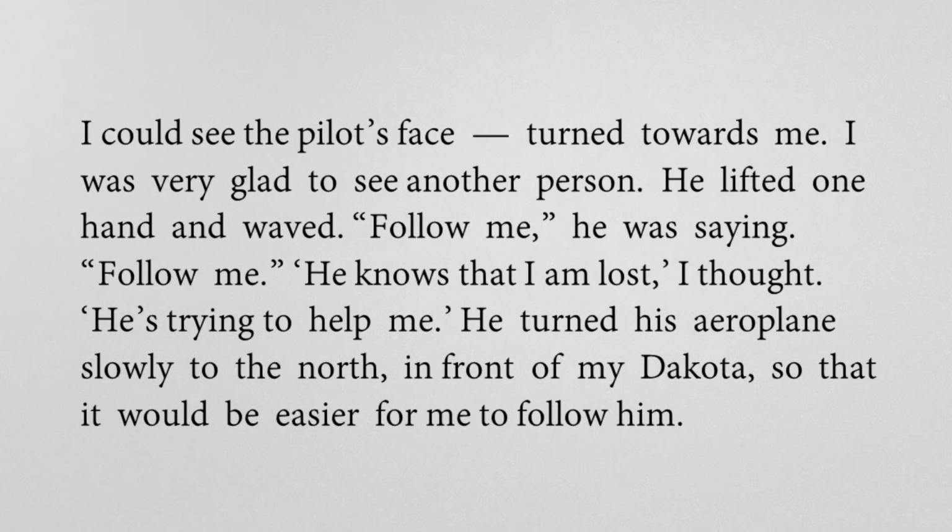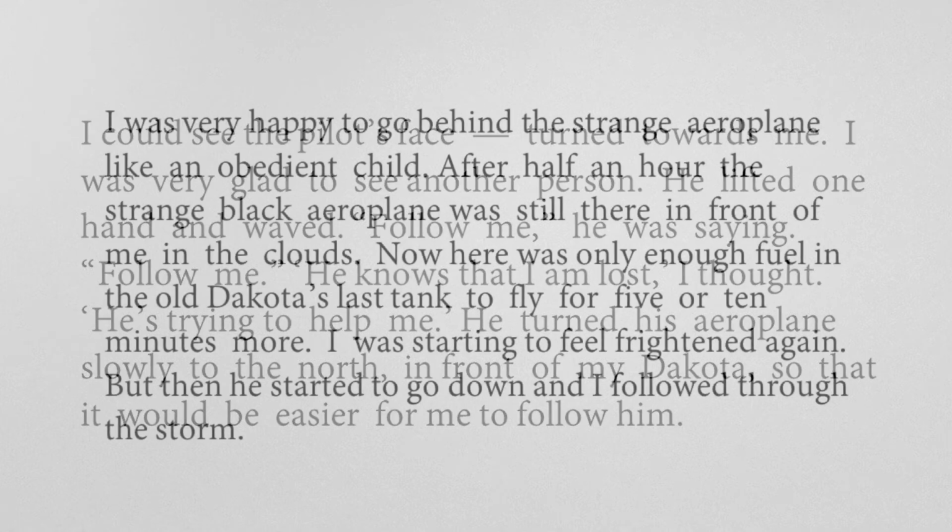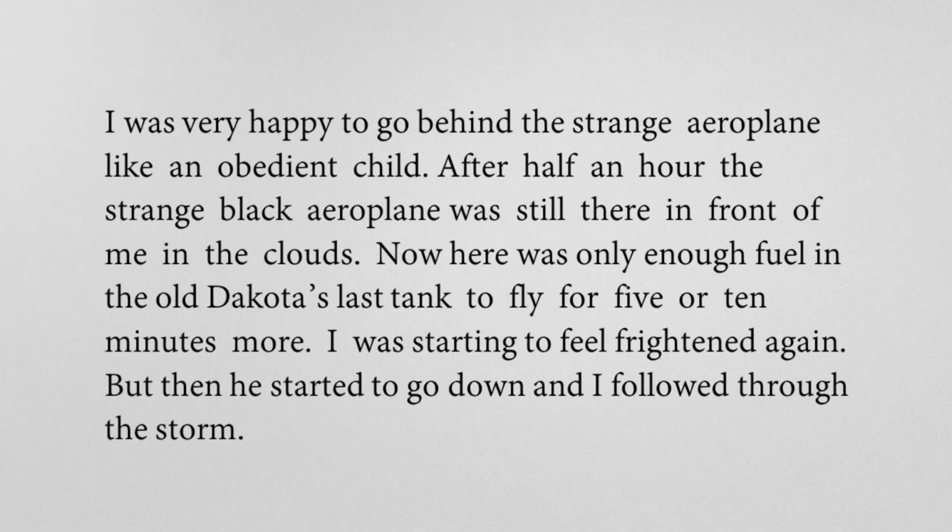He turned his aeroplane slowly to the north in front of my Dakota so that it would be easier for me to follow him. So what happened? The other aeroplane turned towards the north so that this aeroplane could also turn easily and follow him. So he was very happy that there was another aeroplane and a pilot who was ready to help him and take him out of this danger. What is the danger he is facing now? He is caught inside this storm and he is not able to establish his contact with anybody. He is also not knowing where to go. I was very happy to go behind the strange aeroplane like an obedient child. So now he was facing a danger, but then he found company and somebody was there to help him. And so he quietly followed. He's saying that he was happy to be an obedient child, just obeying the other person and going behind.